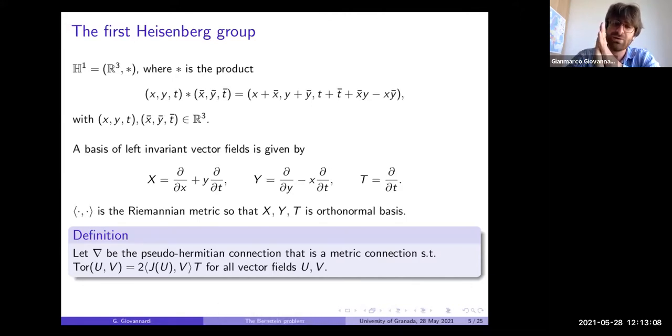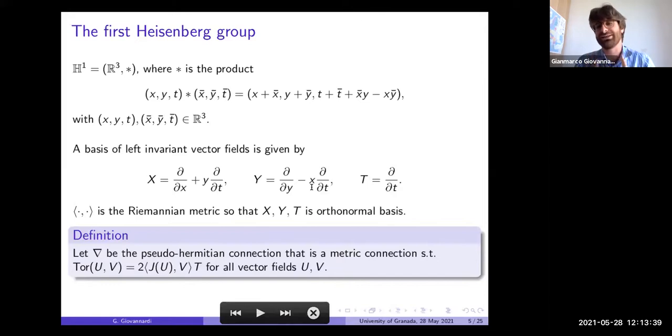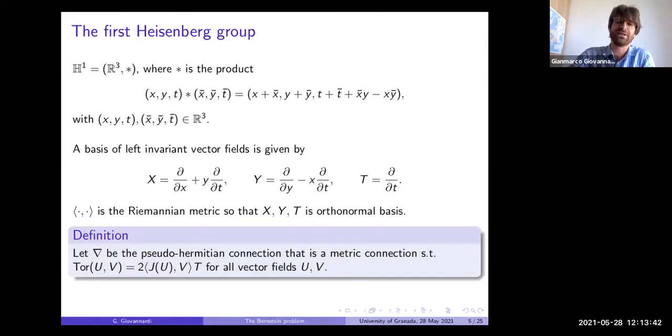And now, on this space, we put the Riemannian metric that makes these three vector fields an orthonormal basis. And we can work with the Levi-Civita connection, but for our purpose, I will prefer the pseudo-Hermitian connection. Why? Because in the Heisenberg group, we have a distribution. We can define a distribution that is generated by these two vector fields, x and y, and we cannot go in the direction of the t vector field. So we want to compute derivatives that belong to the distribution, so they act only on the distribution.